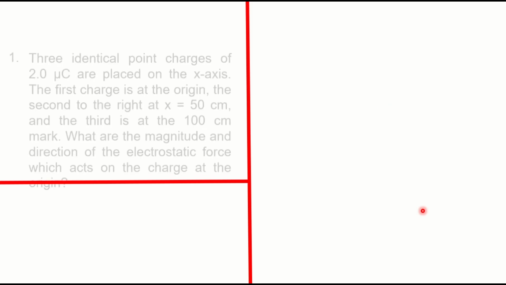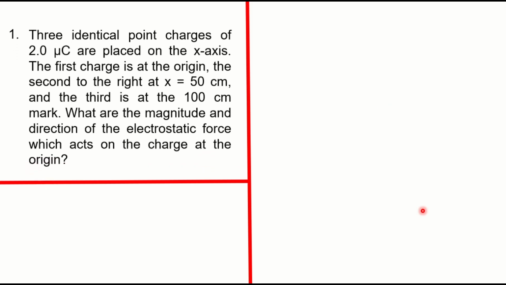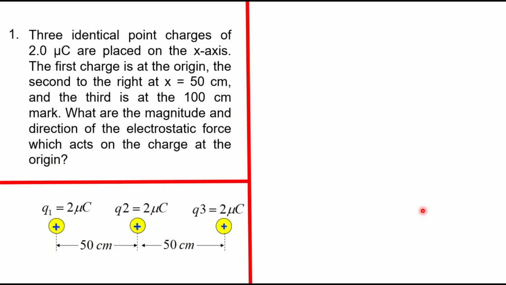Let's look at the first question. The first question says that 3 identical point charges of 2.0 microcoulomb are placed on the x-axis. The first charge is at the origin, so we put it as Q1, followed by the second charge to the right, at x equals 50 cm. So the distance between charge 1 and charge 2 is 50 cm. The third charge is 100 cm from Q1 and 50 cm from Q2.